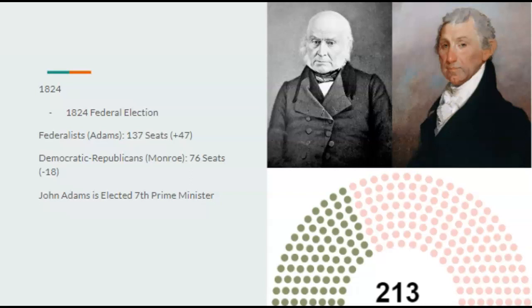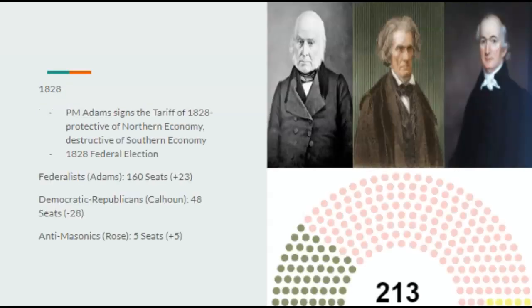Again, more states have been added, thus the Federalists have now gained 47 seats, while the Democratic Republicans lose 18 seats, leading to Federalists having a giant sweep of Congress, 137 seats to 76 seats. John Adams is elected the seventh Prime Minister, and it is kind of funny because Adams attacks Monroe for being a do-nothing president, and Adams has a do-nothing prime ministership in his first term. 1825, there's nothing noteworthy. 1826, nothing noteworthy. 1827, nothing noteworthy. I know, it's very ironic.